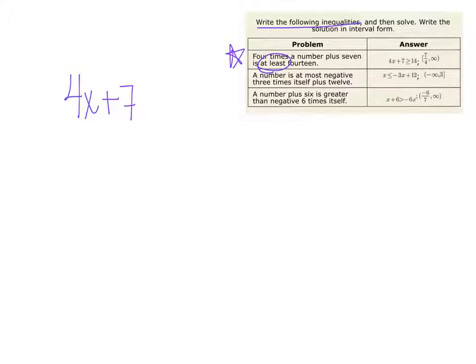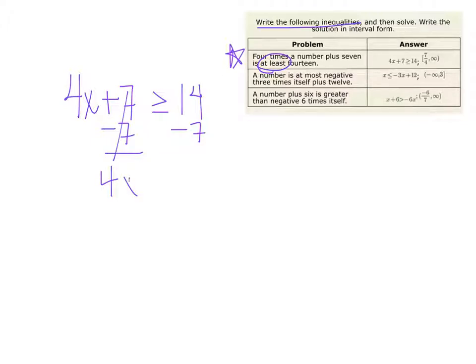At least would mean it could be 14. If it's at least 14, it could also be 15, 16, 17. So we're going to go with it's greater than or equal to 14. Now we need to solve. So we'll subtract 7 from both sides.